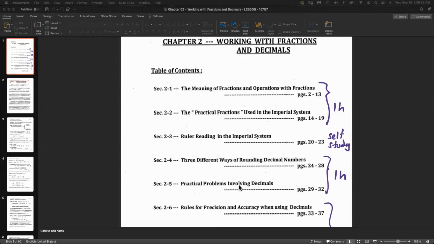Okay, so we're going to work on chapter 2 here. We'll spend the first hour dealing with fractions and just basic operations, but we're going to dive into just exercises.